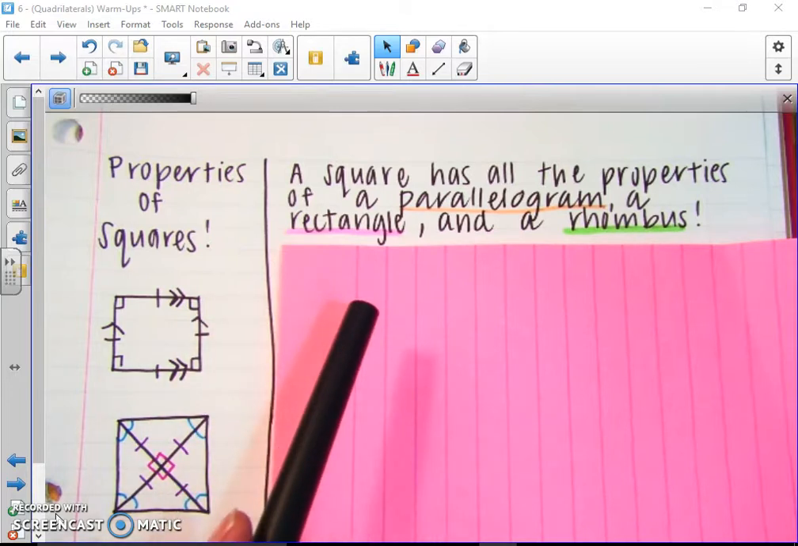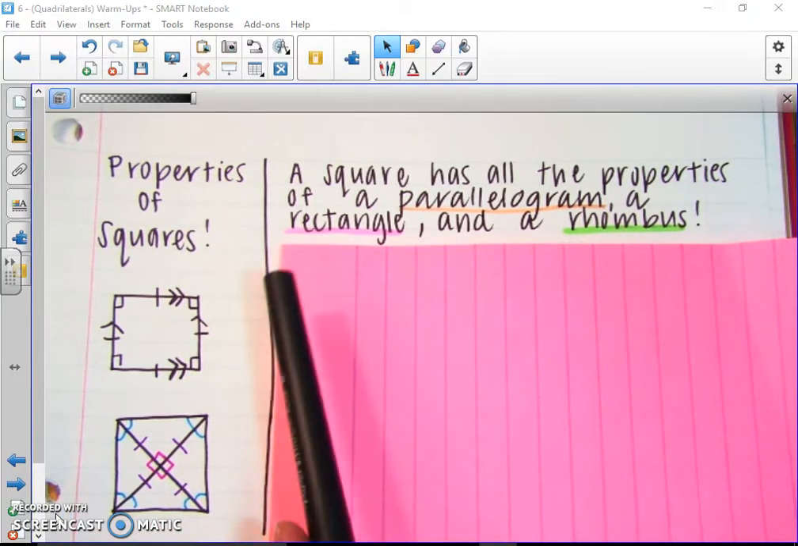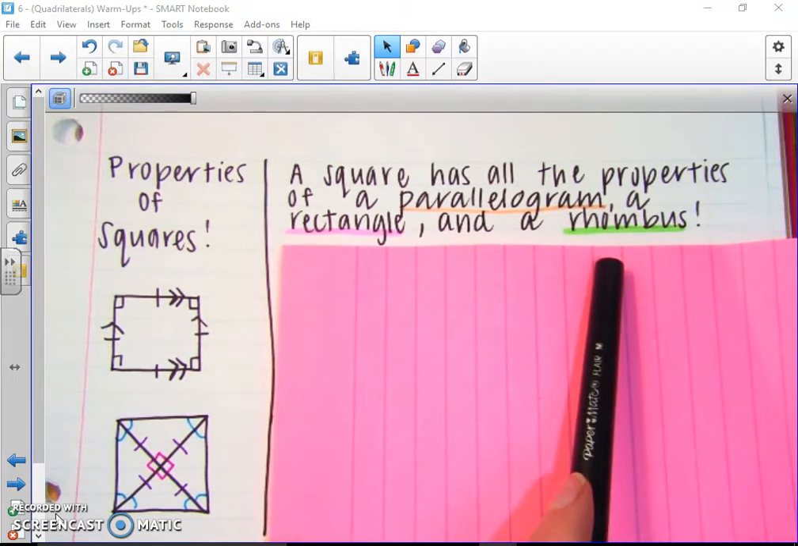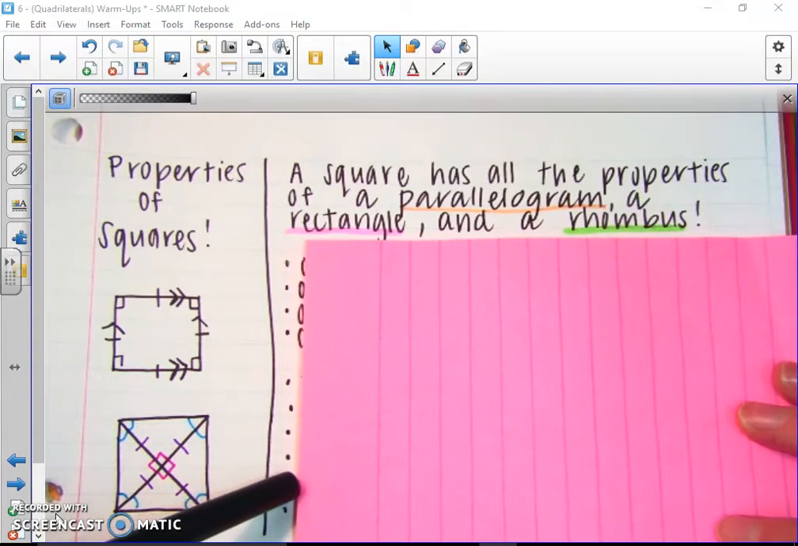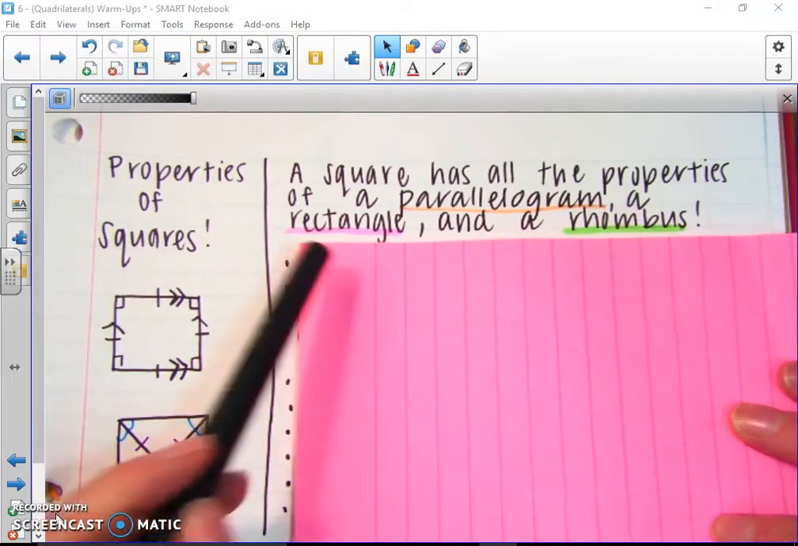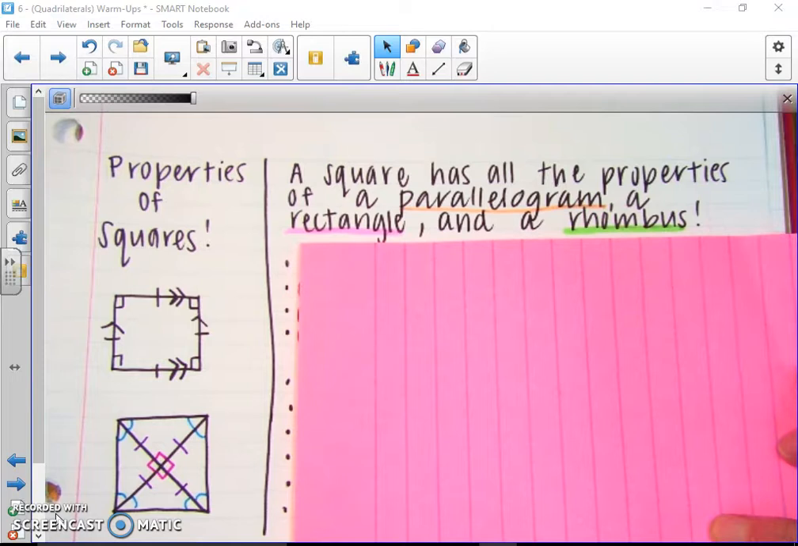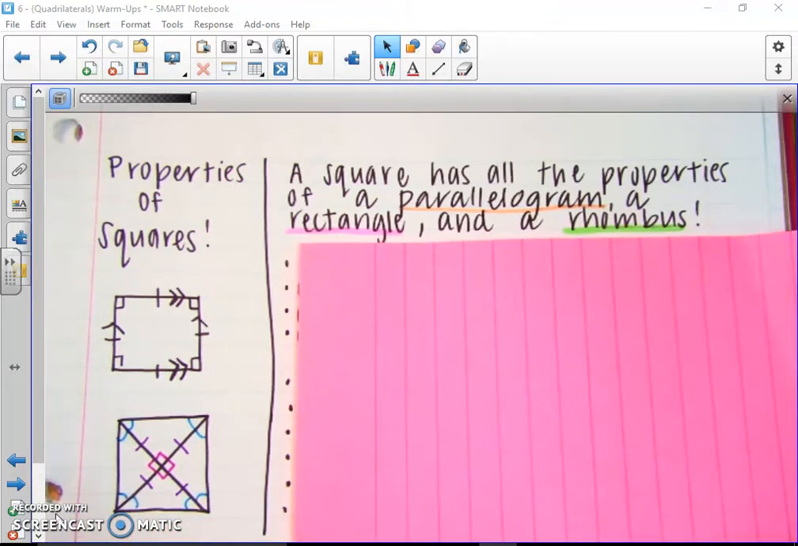I want you to look back in your notes, look at all the properties of a parallelogram, then look at properties of a rectangle, so those additional properties, and then the additional properties of a rhombus, and you're going to list out every single one of those properties so that when you look at it, we can see a square has every single one of these special properties, okay? So go ahead and list those out from your notes, pause the video, and then check back to make sure that you got them all. So pause the video now.